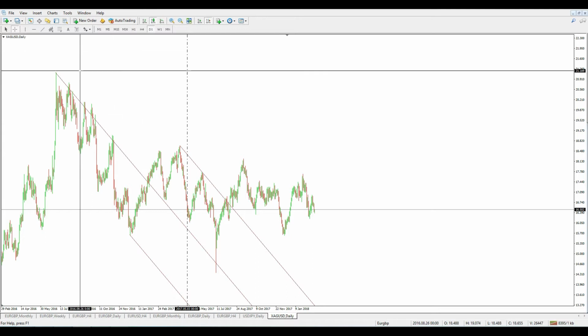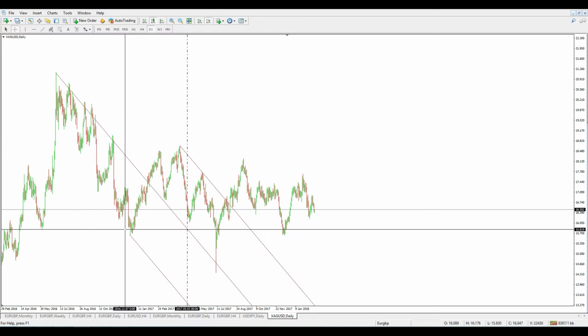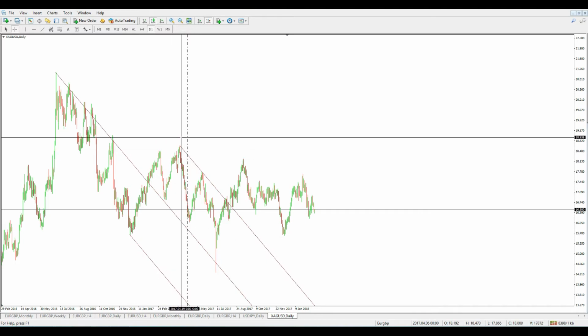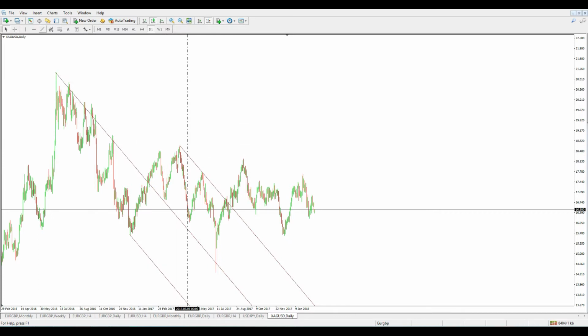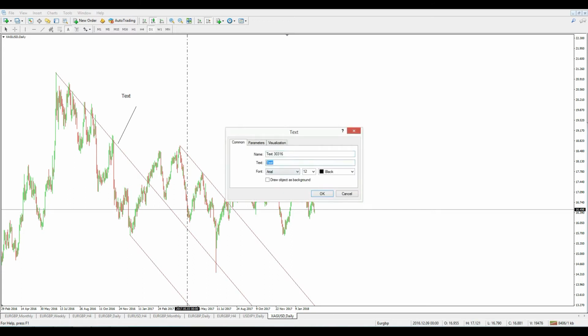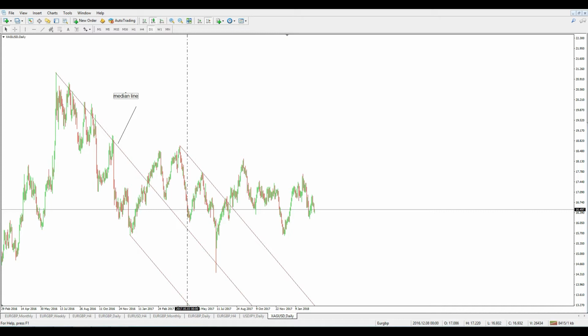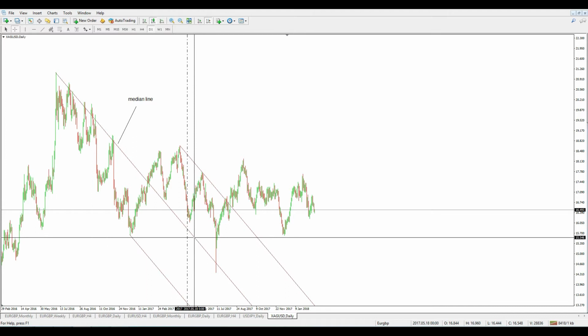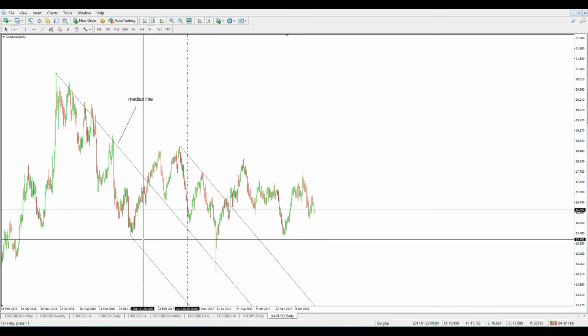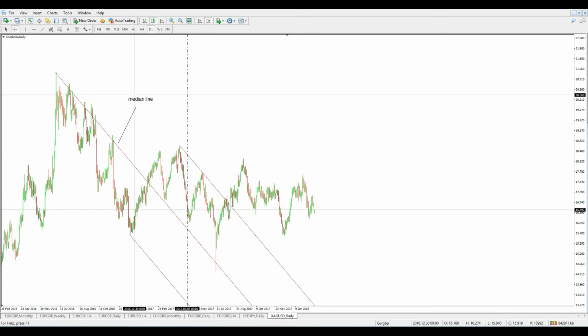First of all, each pivot represents the starting point of 3 parallel trend lines. The most important trend line is the one in the middle, this one. This one is called the median line. Let's write it here. All this info, you have it in the articles that come with this analysis. The median line is the most important one of them all. This one is called the upper median line, of course, because it is above the median line, and this is the lower median line.